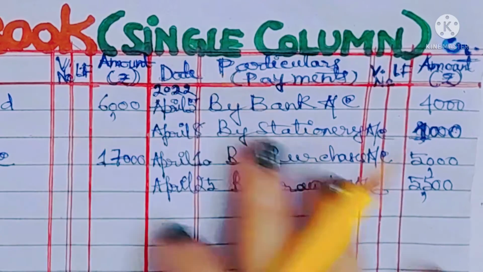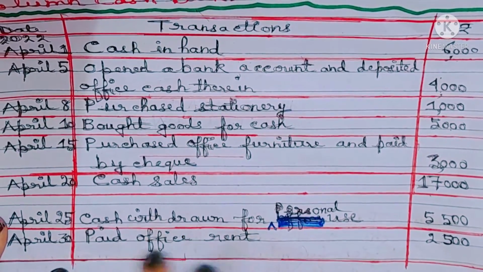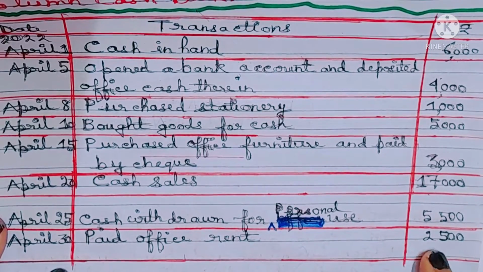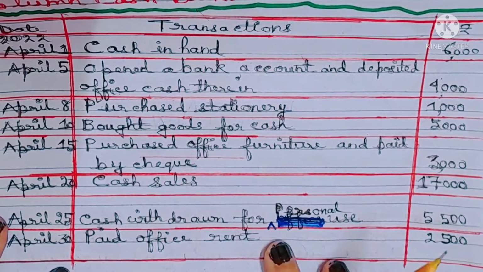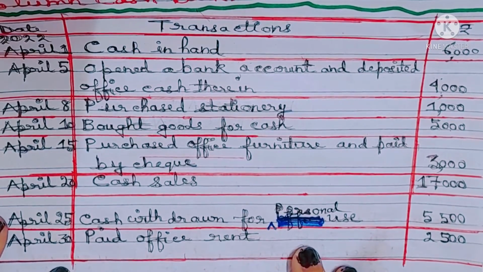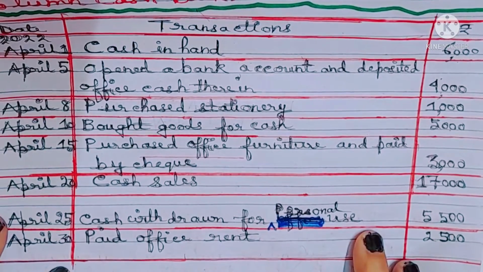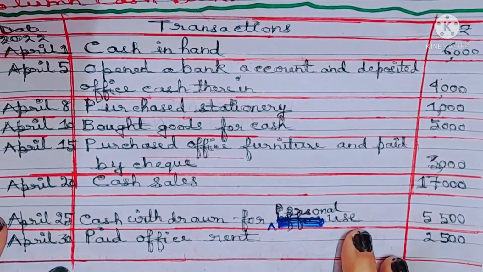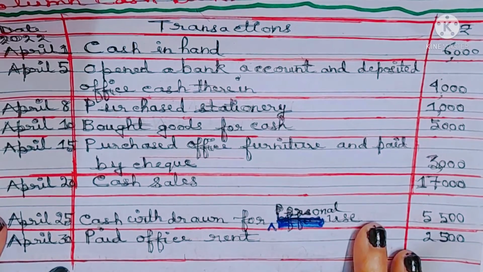Okay. So let's see the last transaction. The last transaction is on 30th April, paid office rent 2,500. So what will be the journal entry? The journal entry will be rent account debit to cash account. So what is the position of cash account? Since cash account is on the credit side, rent account will also be on the credit side. So we'll have to write by rent account on the credit side in the cash book.